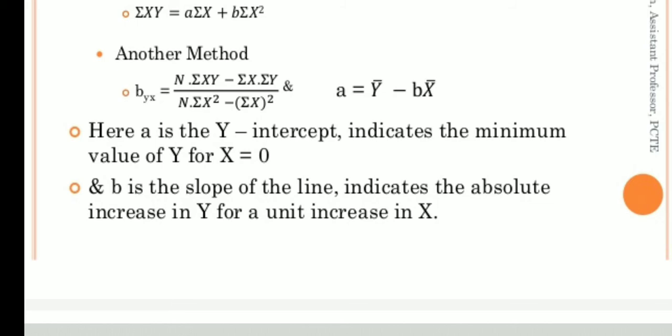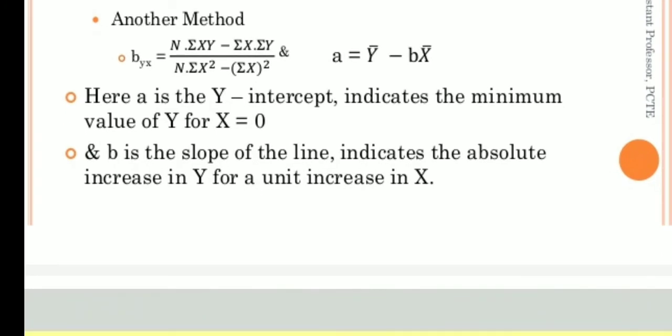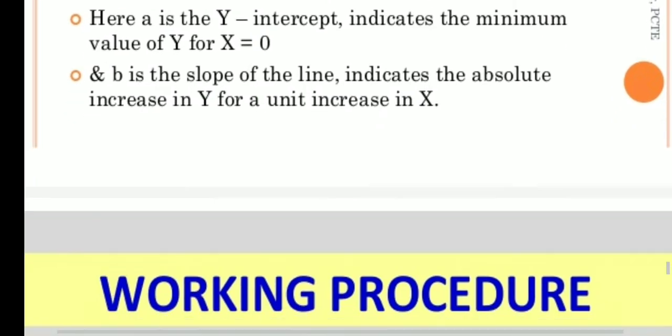So first you have to find the value of b. b can be calculated like this, and then you put the value of b in this equation, and hence you can calculate the value of a. Here a is the y-intercept, which indicates the minimum value of y for x equal to 0, and b is the slope of the line, which indicates the absolute increase in y for a unit increase in x.